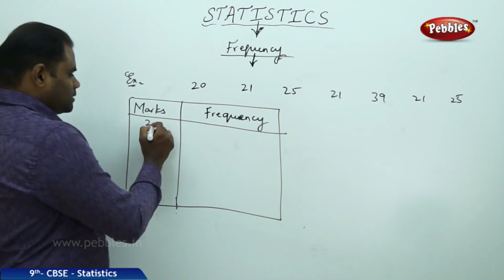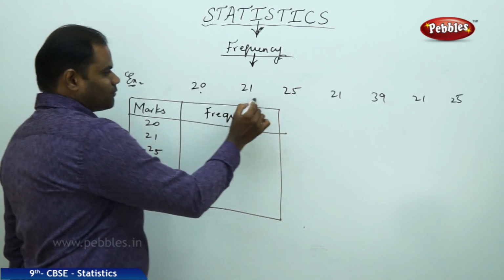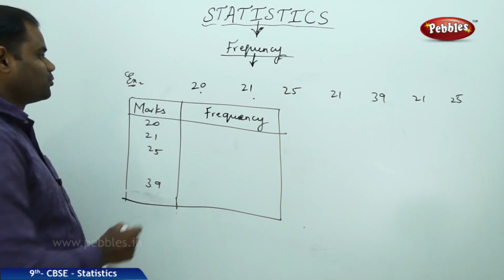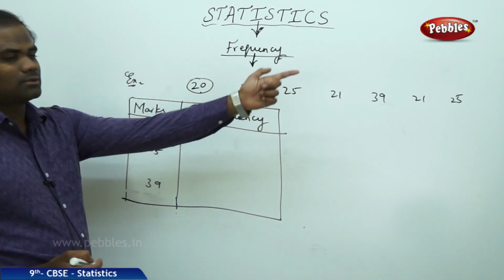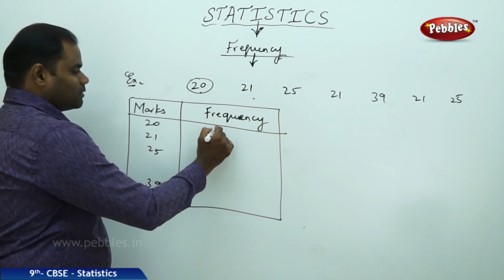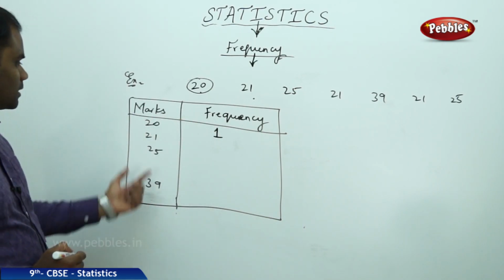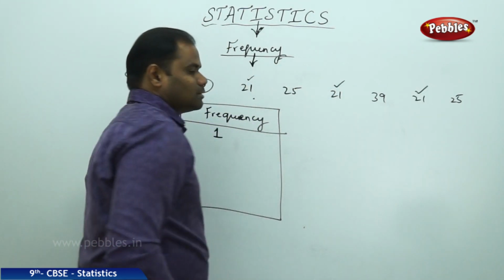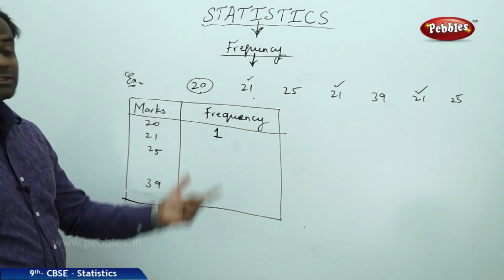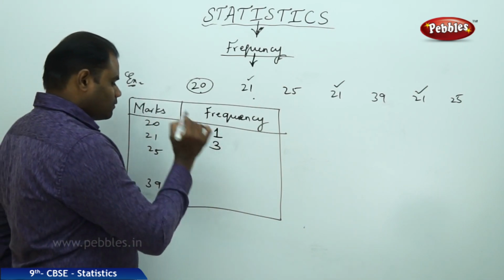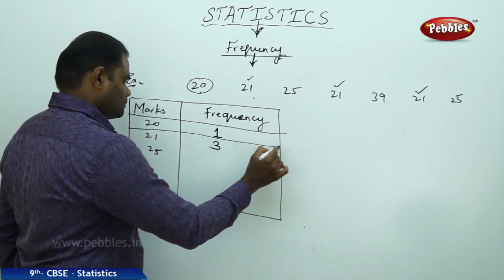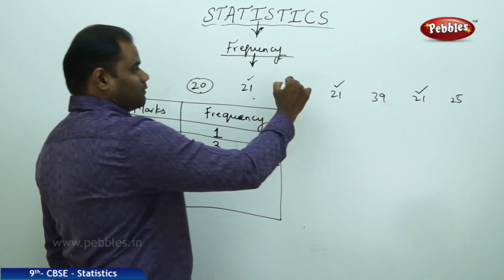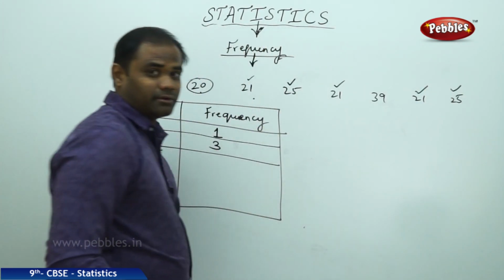Let's see the frequency of each of the values. For example, I take the marks 20. The number of times the mark 20 repeats is called frequency. Here 20 repeats only once throughout the given data, and therefore the frequency of 20 is 1. Similarly, 21 repeats once, twice, and thrice. That means the mark 21 repeats 3 times, and hence the frequency of 21 is 3. Next comes 25. The frequency of 25 is 2 because it repeats twice.